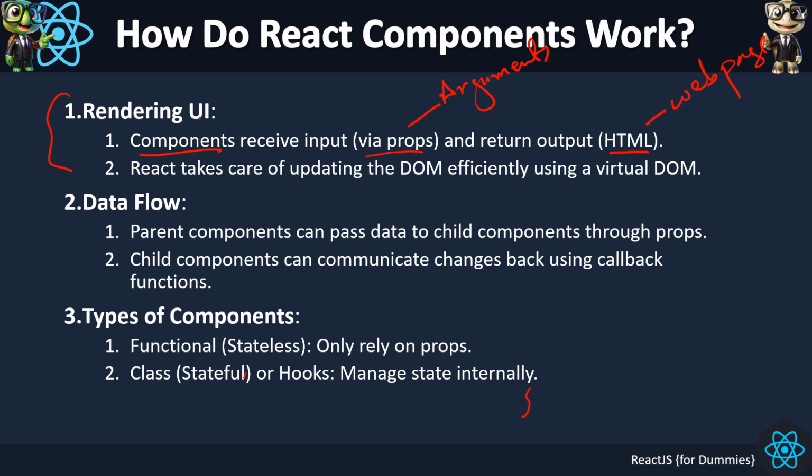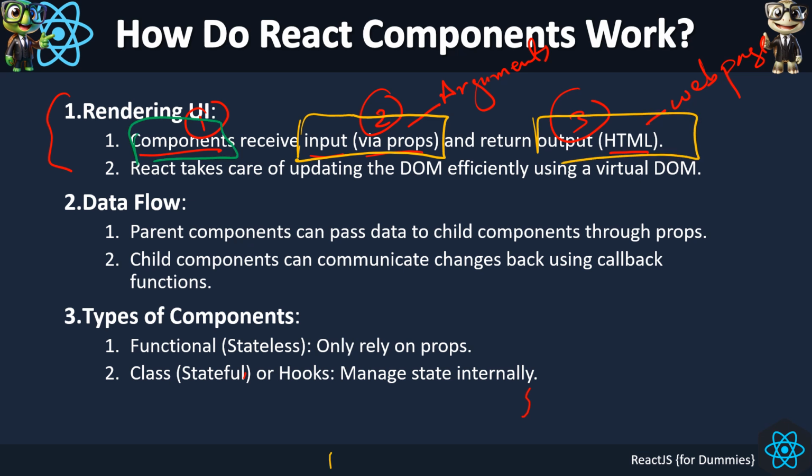Components may need inputs or arguments, which we call props, and they generate the output. So the input form is basically this. We get input, the output is HTML, and they combine together in the form of a component. So this is how the component basically works.